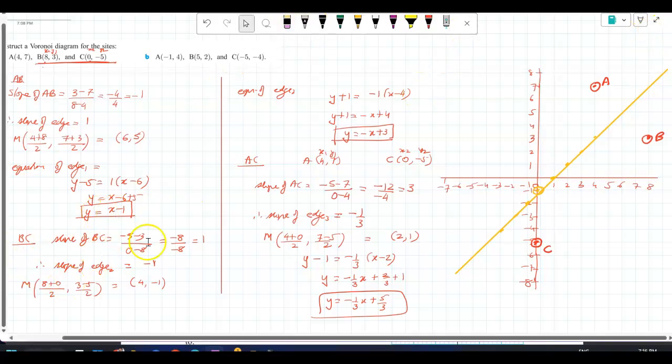Now look at the second line. What is the y-intercept? The y-intercept is 3. What is the slope? Minus 1. So minus 1 means it's 1 right, 1 down, 1 right, 1 down. So basically it's a line which is going like this.